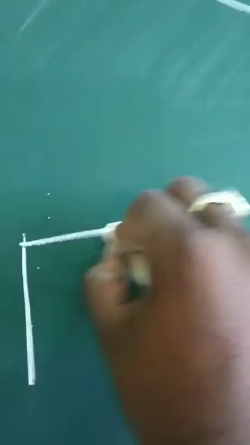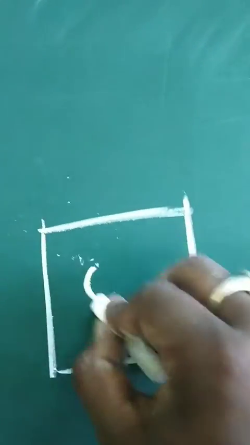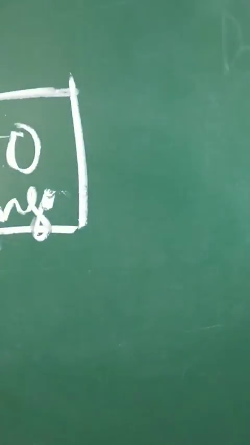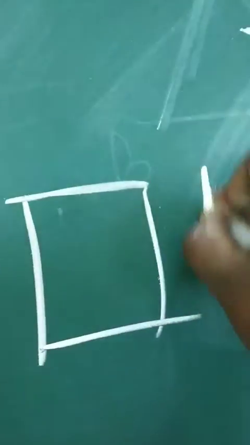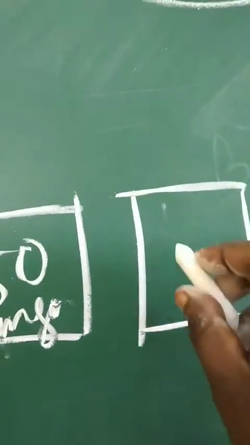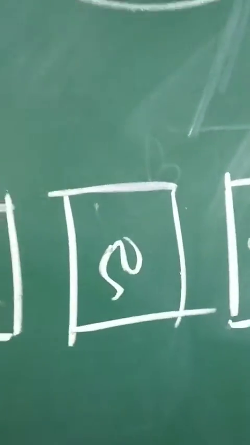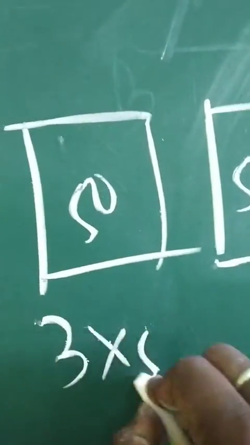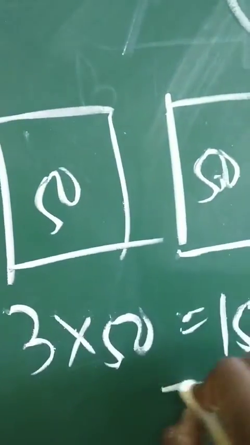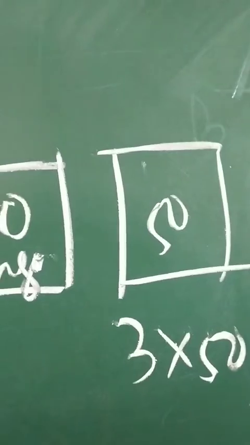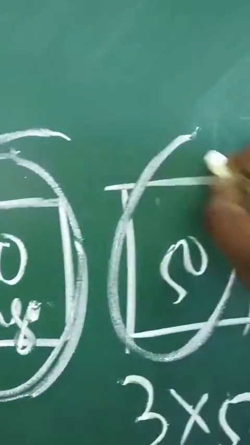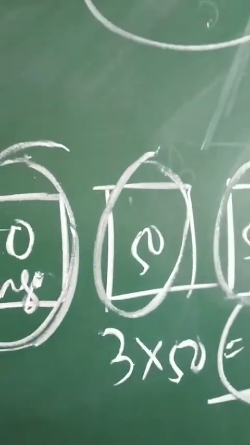If there are 50 mangoes in a box, suppose children there is a box with 50 mangoes. And if I have, suppose, 3 such boxes, all having 50 mangoes, what is the total number of mangoes we have right now? 3 into 50, 150 mangoes, as one box contains 50 mangoes: 50, 50 and 50 mangoes in each box.